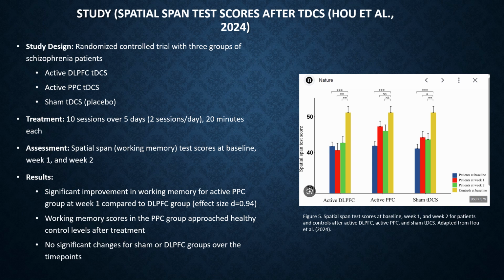rapid and intensive. To measure changes, everyone took a spatial span working memory test at the start, after 1 week, and after 2 weeks. The results show that those receiving stimulation over the parietal cortex had significantly improved working memory scores at week 1, close to what is typically seen in healthy controls. The other groups showed little change by comparison. In other words, careful targeting of TDCS can lead to measurable gains in thinking skills for some patients, though not for all.